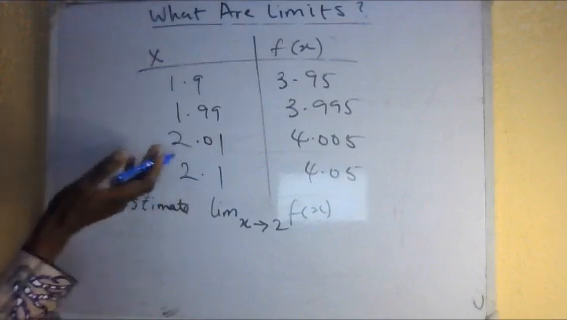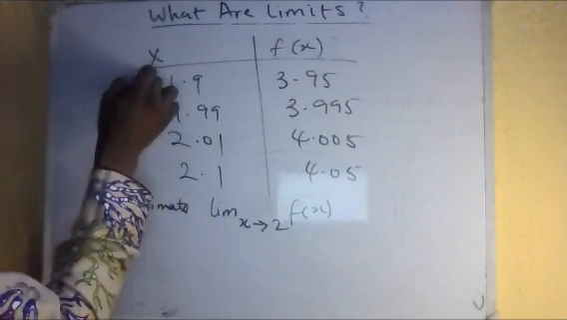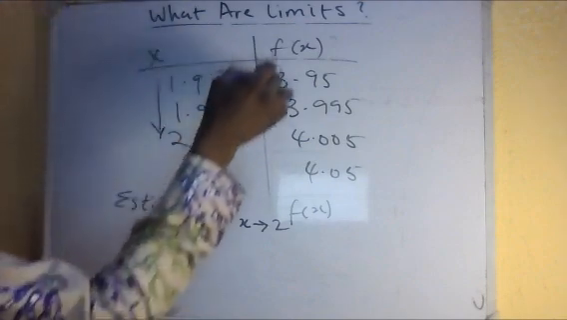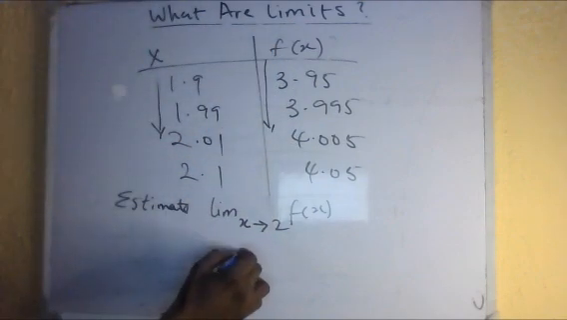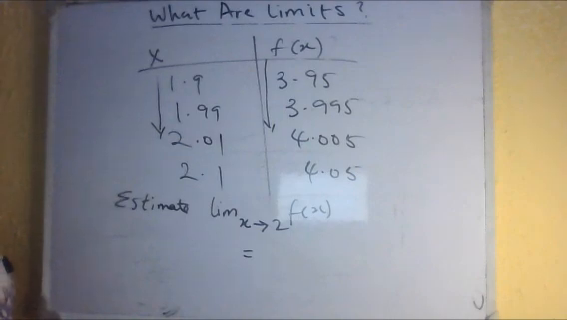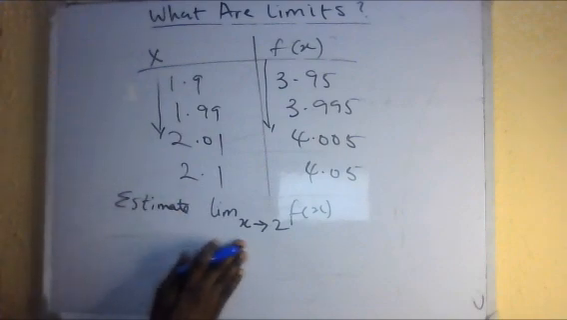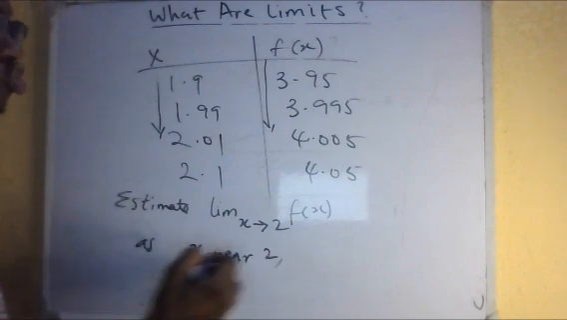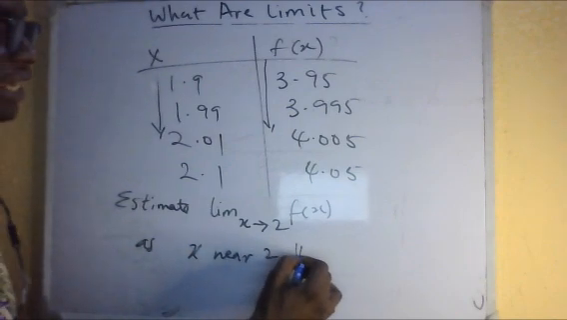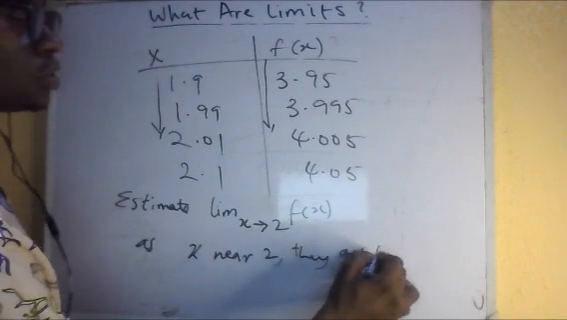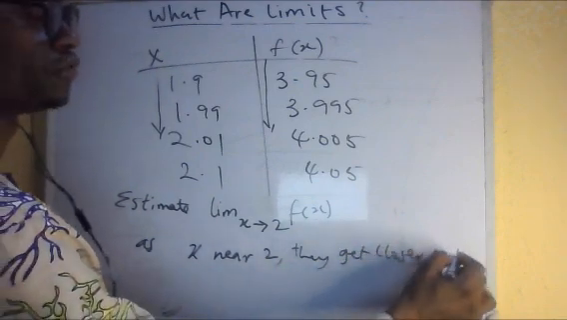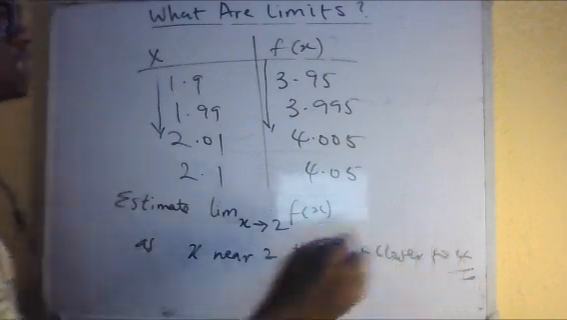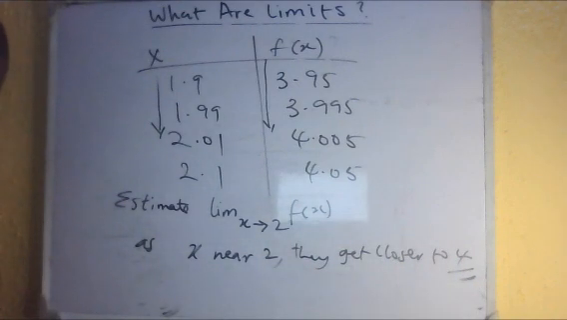So by looking at this table, see that as x goes towards 2, what will f of x go towards? f of x will go towards 4. That's the answer. So by looking at the values, as x gets near 2, they get closer to 4. So 4 is the answer for this particular question. This is very easy. Your AP calculus exams, very, very easy.